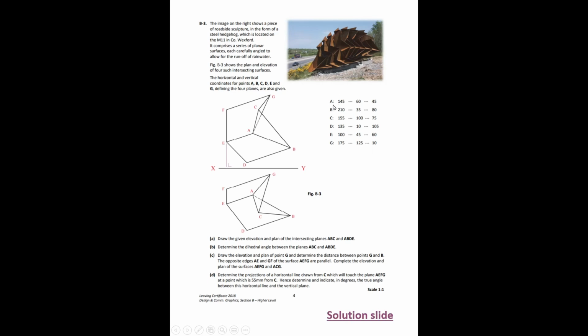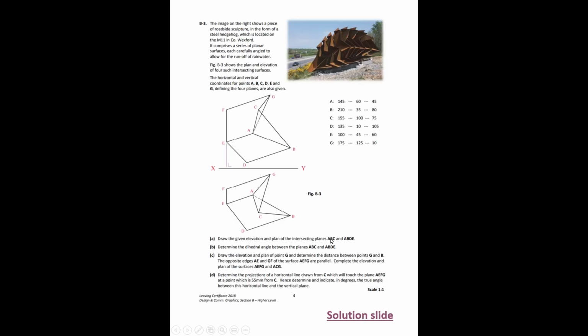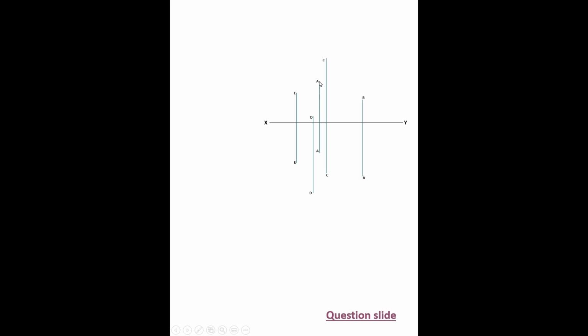Starting off the question, we draw our XY line and label it, and we start plotting our points. Going back to the question, we start plotting A, B, C, D, E. In 145, up 60, mark, down 45, mark. We do that for all of the letters as shown. So I started off with all my points in elevation and labelled each one. There we have it: A, B, C, D, E. We don't do G yet, because going back to the question, they're asking us for ABC and ABDE. So we have ABC here and ABDE. We just join all those together. Just simply join the dots. Nothing too complicated so far.